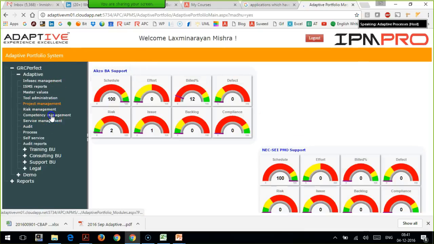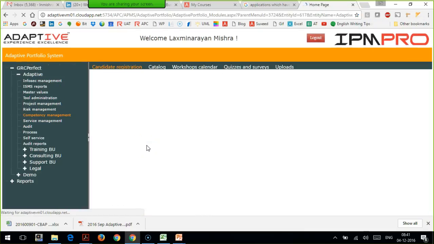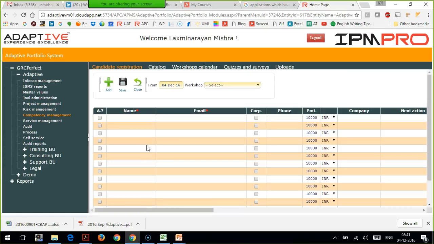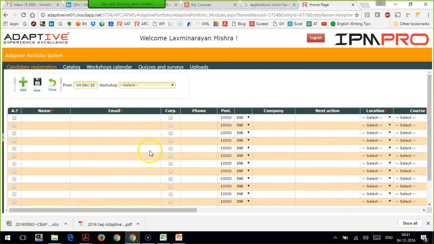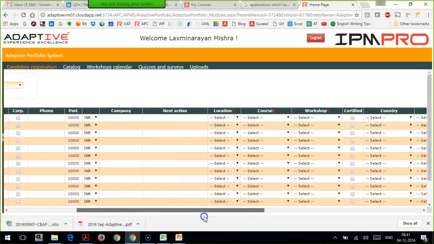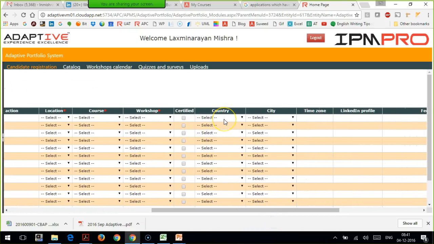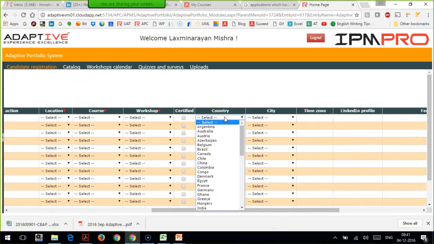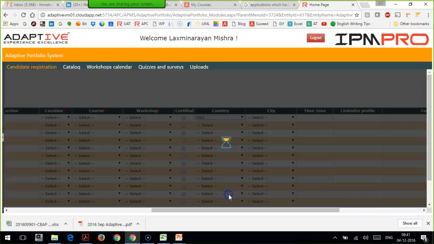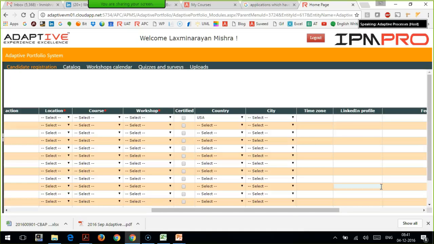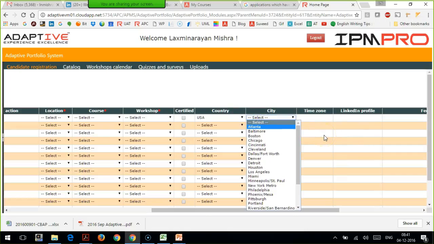So now if I go to competency management, this is what you guys have got access to. We have a page called candidate registration, which is where we register all of you to the program. And then we have this concept here, which is called country city. Now, if I choose the country as US or any other country, what it would do, you look at it. You are seeing the list, and these are the major cities in US.